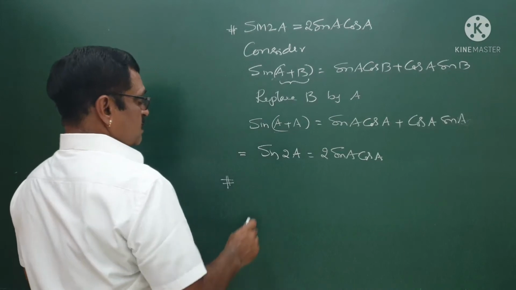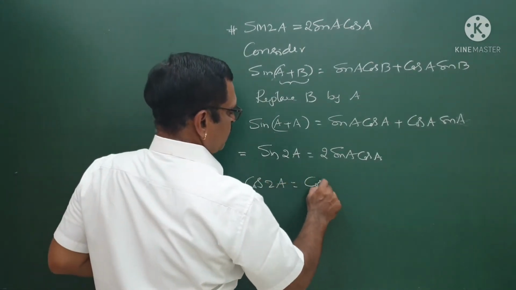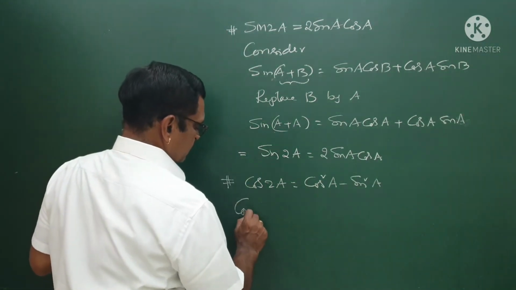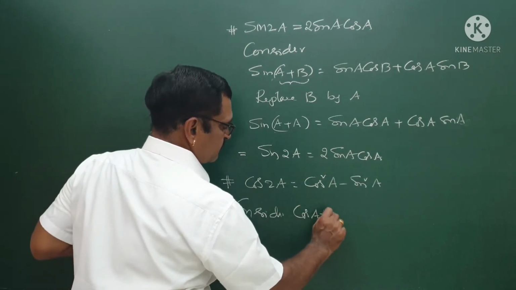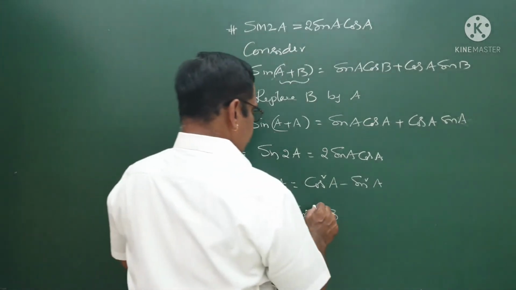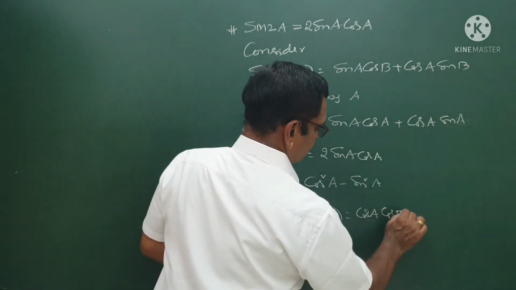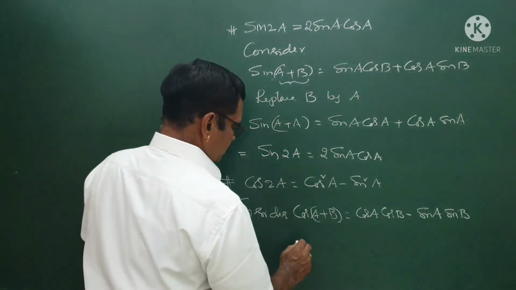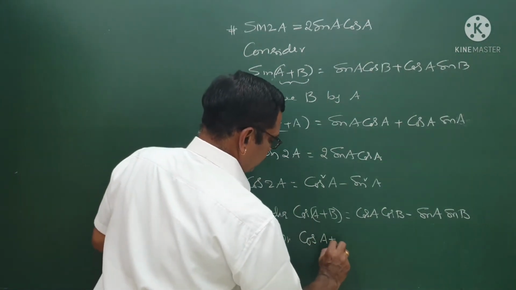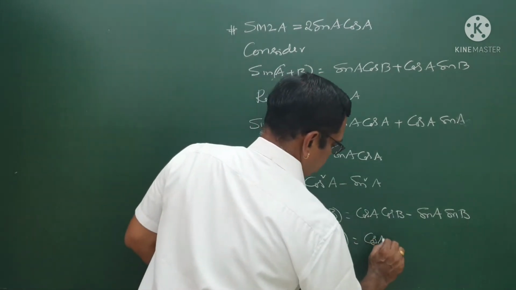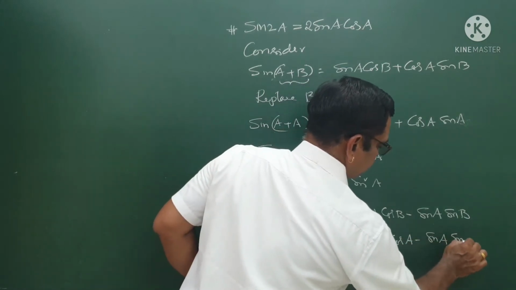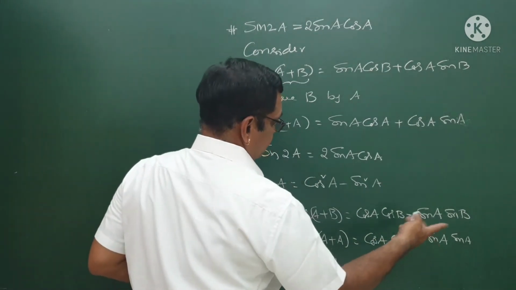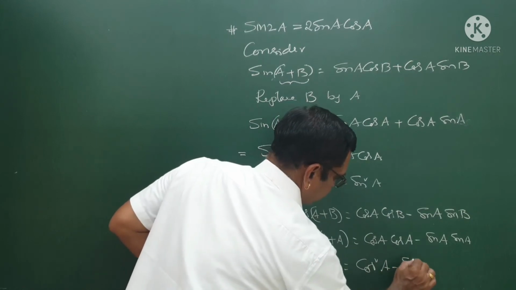Next one, cos 2A. Cos 2A is equal to cos square A minus sin square A. So here, to get this, consider cos of A plus B. Cos of A plus B is equal to cos A cos B minus sin A sin B. Technique is same, put B is equal to A. So we have cos of A plus A is equal to cos A cos A minus sin A sin A. So A plus A is 2A, we have cos 2A is equal to cos square A minus sin square A.